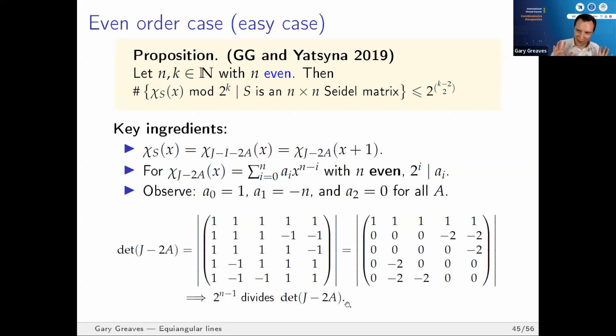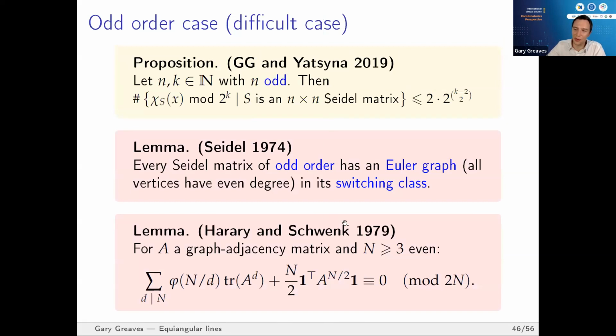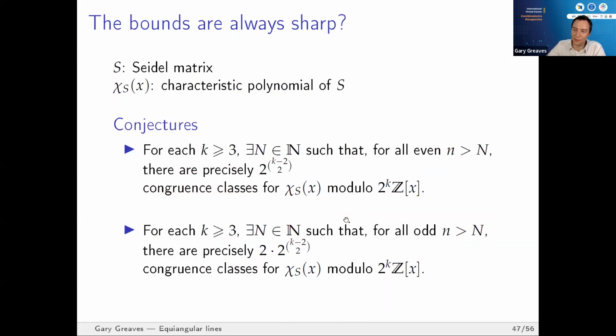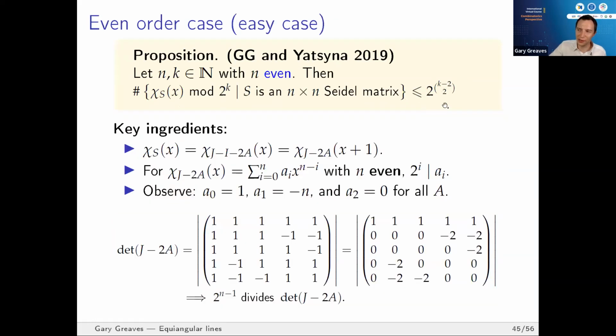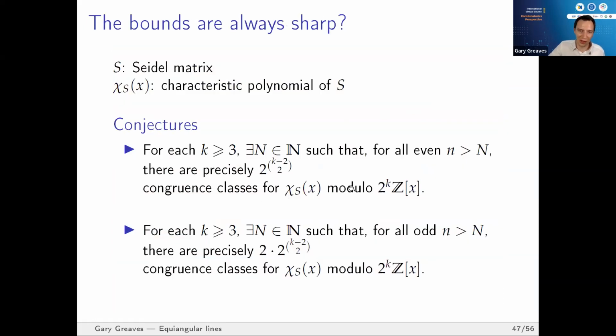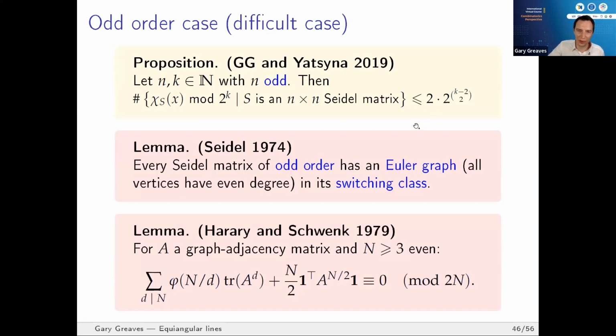And so that's a basic way of seeing that if you work modulo a power of 2, you're going to get quite strong restrictions on characteristic polynomials of Seidel matrices. So I'll just skip through this extra bit of detail. In the interest of having open problems to talk about, we get these bounds on the number of congruence classes for Seidel matrices modulo powers of 2. So we see these bounds here, and we conjecture that equality is always possible.